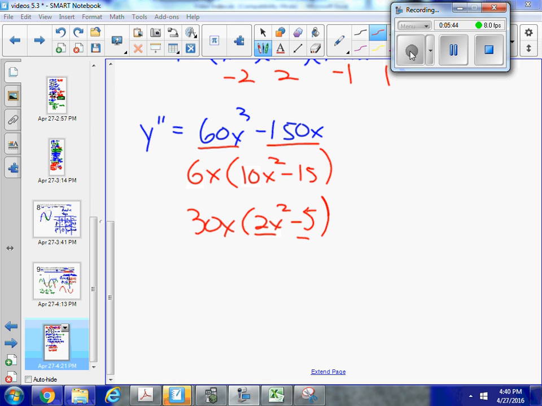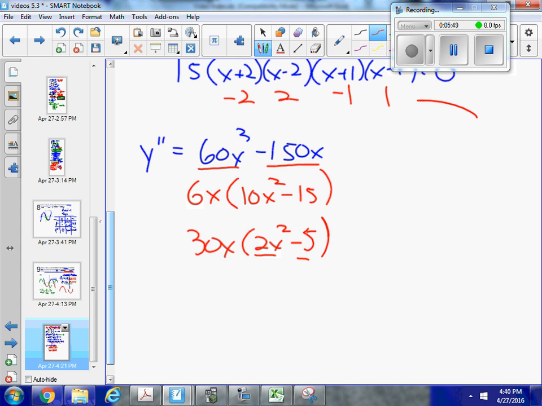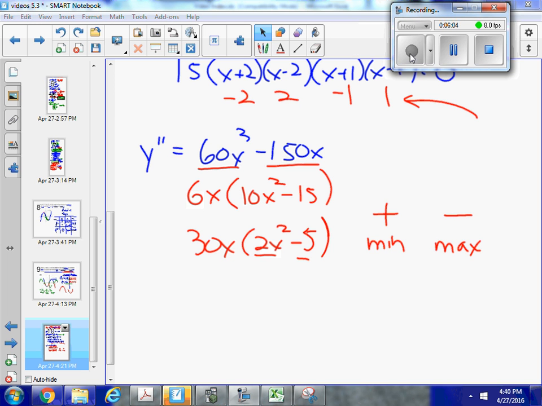So I need to find out what the second derivative is at each of these points. I want to know if it's positive or negative, because where it's positive, I'm going to have a minimum, and where it's negative, I'm going to have a maximum, as we discussed in the very beginning. So let's start here and try it at -2. So if I have y double prime of -2, this term right here is going to be a negative.